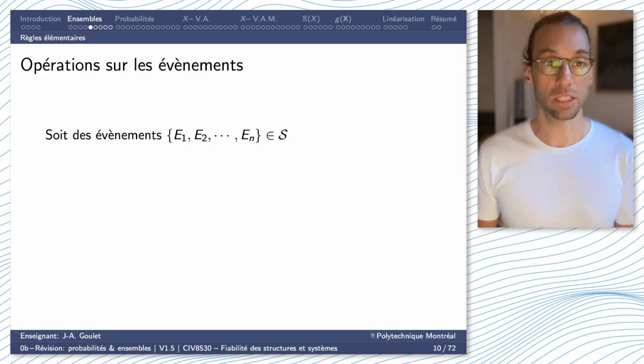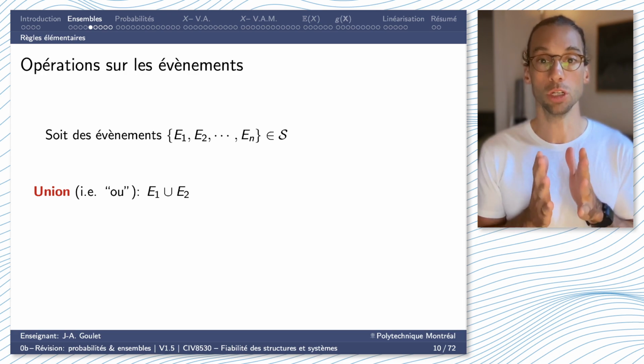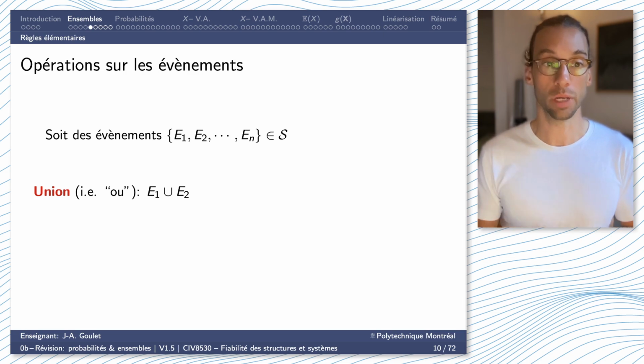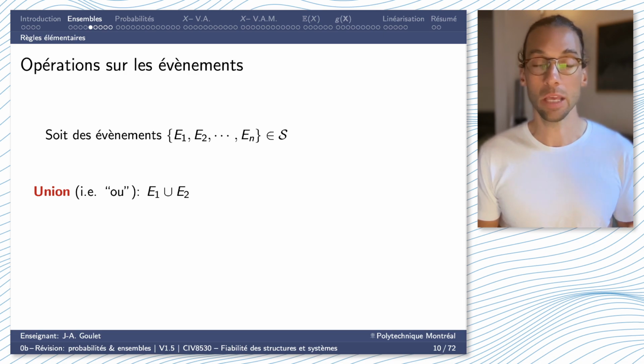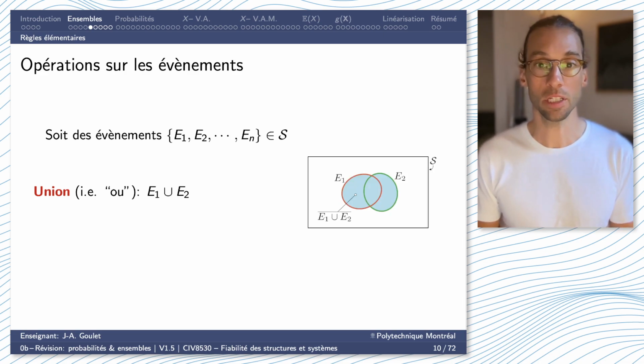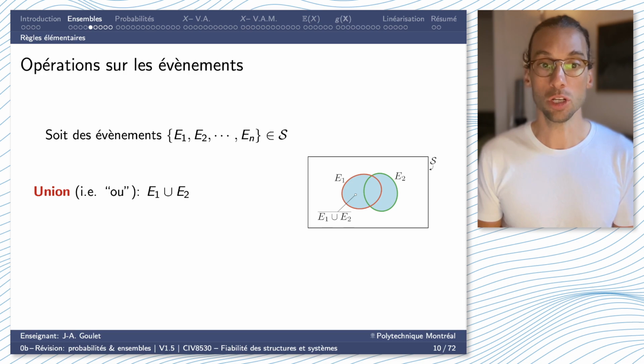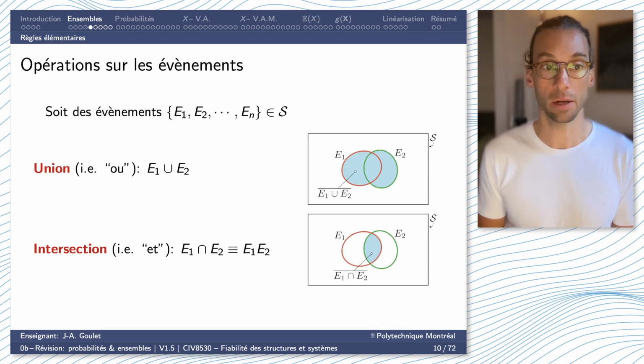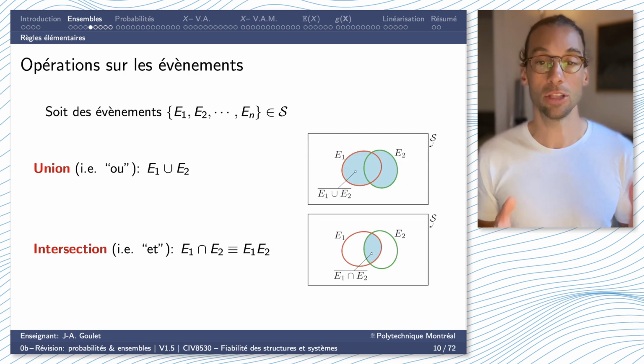So given the events E1 up to En, that belong to the sampling space S, we want to look at the first operation, which is going to be the union. You can see union as OR. So we can say that E1 union E2 means either E1 is there, or E2, or both. If we represent it on a Venn diagram, I have my event E1, I have my event E2, and the union of E1 and E2 is either it belongs to E1, or belongs to E2, or belongs to both E1 and E2 together.